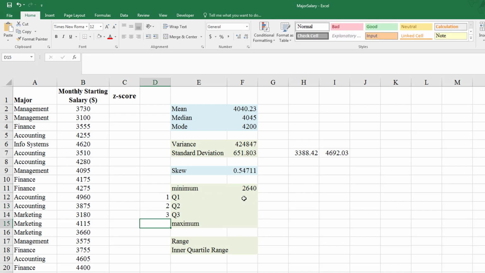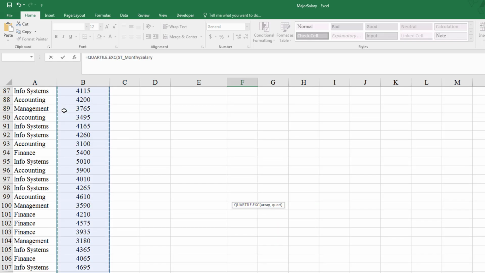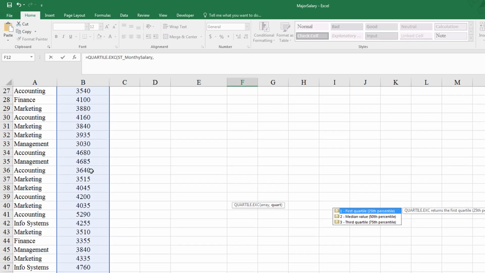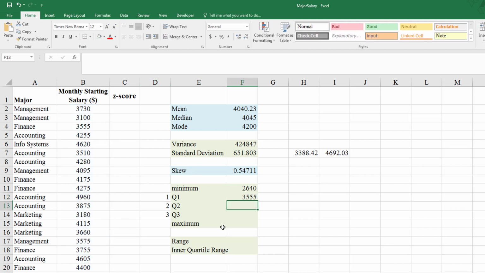Now, next thing I can calculate are the quartiles. So let's start off with this one. Quartile of this array, and I want the first quartile. Now let's go back to this. Look at that. Maybe this is named. I want to fix this. Let's see what it does for us. Okay, maybe I can go ahead and copy this down. And let's just make sure it copied.